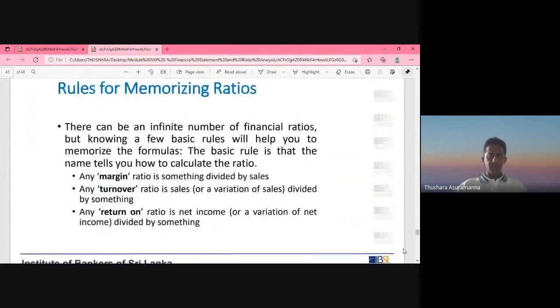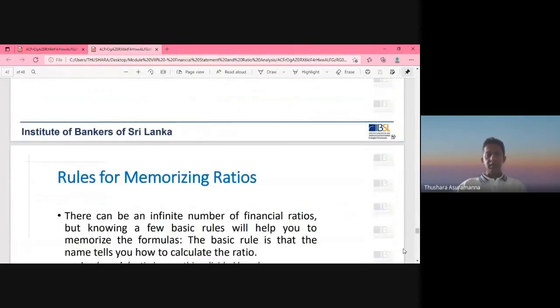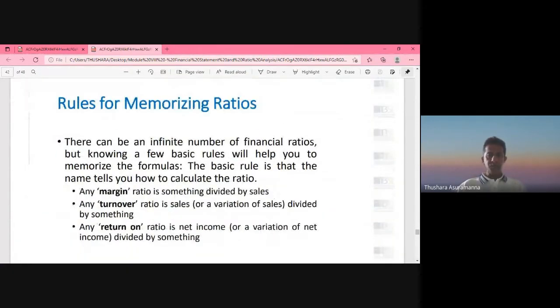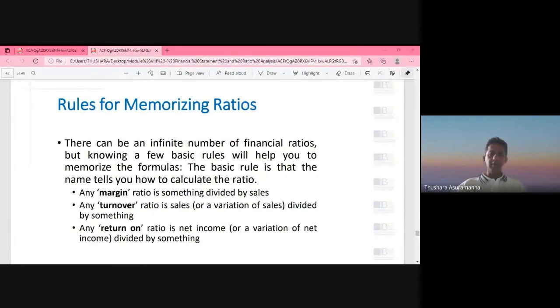We have come to this level. This is again a very important area, where sometimes we are asked to compute financial ratios, especially in MCQ or Section B questions. When we are asked to compute financial ratios, we can make use of these rules for memorizing the ratios, so that it would be very easy for us to give the correct answer.